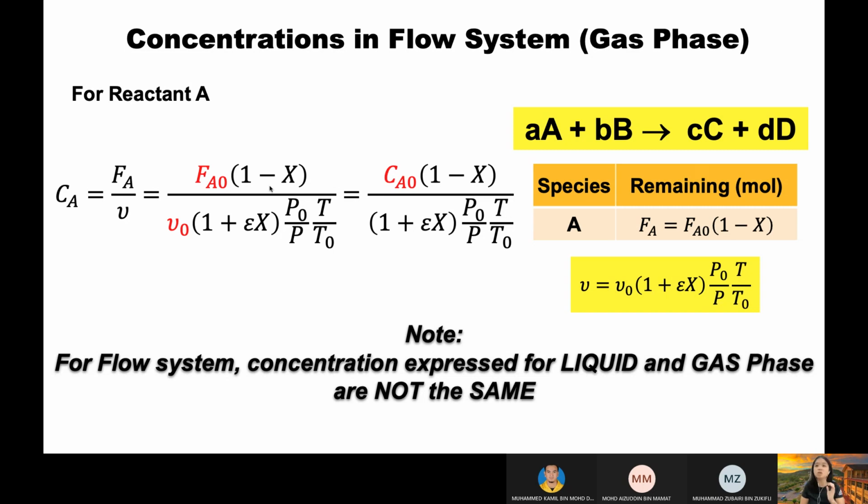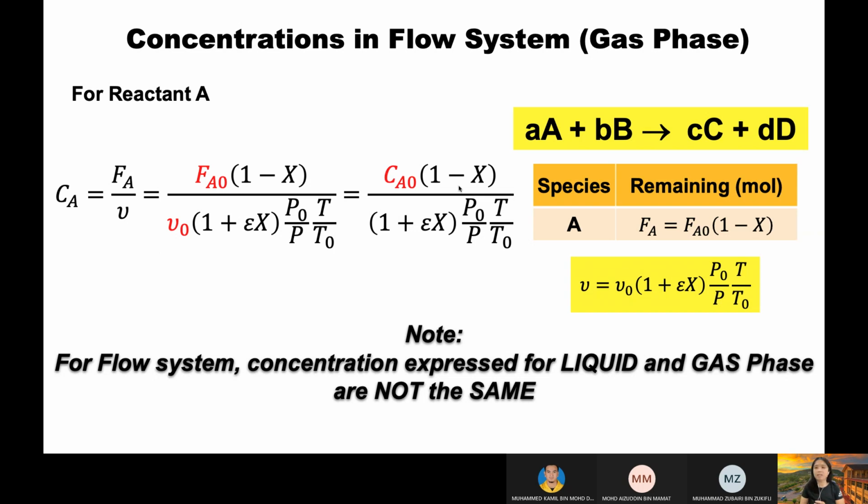So I replace at the top. At the bottom, I now replace the outlet volumetric flow rate with the inlet volumetric flow rate in bracket 1 plus epsilon X, P naught per P, T per T naught. Then the same concept: I have FA naught at the top and the inlet volumetric flow rate at the bottom. I can divide and I get CA naught. So the remaining CA naught part is still the same.